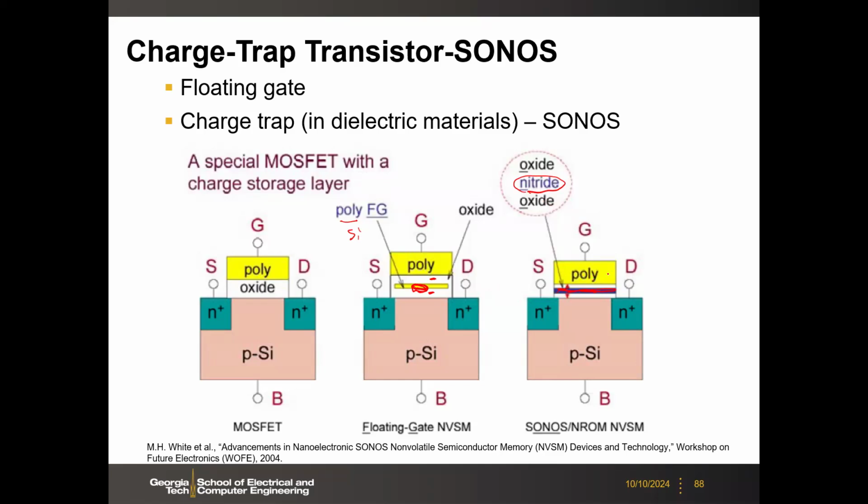So if you look at this direction, you may have the SONOS structure. You may still have a polysilicon top gate, the control gate, and then oxide, nitride, oxide, and then silicon. So sometimes this is called the SONOS structure. Okay. So the key difference is changing from the polysilicon to the nitride.